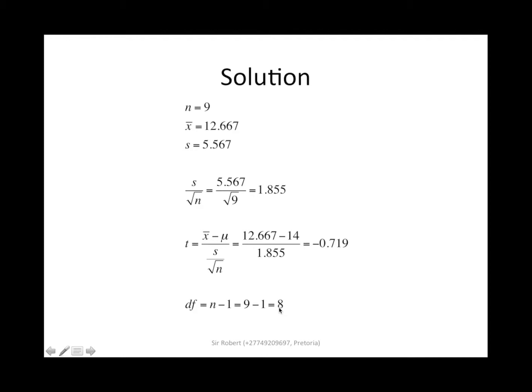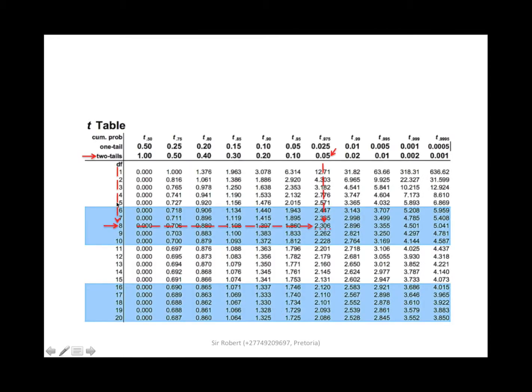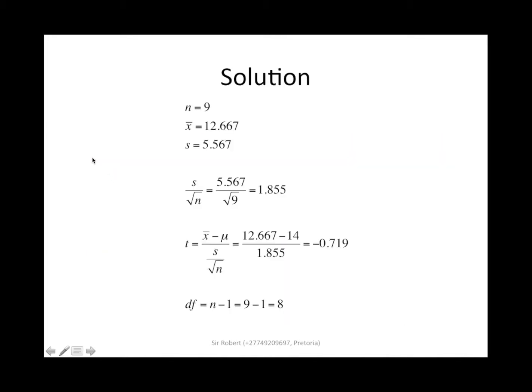So now you go to your t-tables. In the t-tables, you look for two-tailed t-test. Then you are looking at 5%, which is your alpha. The number of degrees of freedom is 8, so you go to this one and link it to 0.05. So your critical value is 2.306.